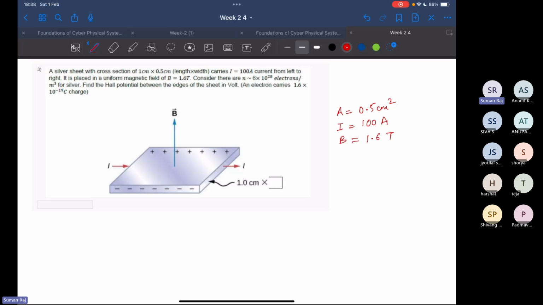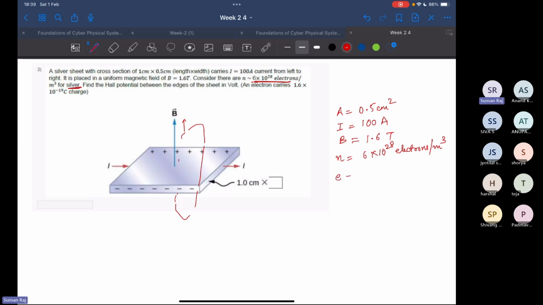1.60. Now consider there are these many number of electrons, and this is an approximate number: 6 into 10 to the power 28 electrons per meter cube. This is the number for silver because this is a silver sheet. Okay, so we have to calculate the Hall potential between the edges of the sheet. Since our magnetic effect is in this direction, we are going to have a voltage created like that, right? So a new voltage gets created, and that is your Hall potential.